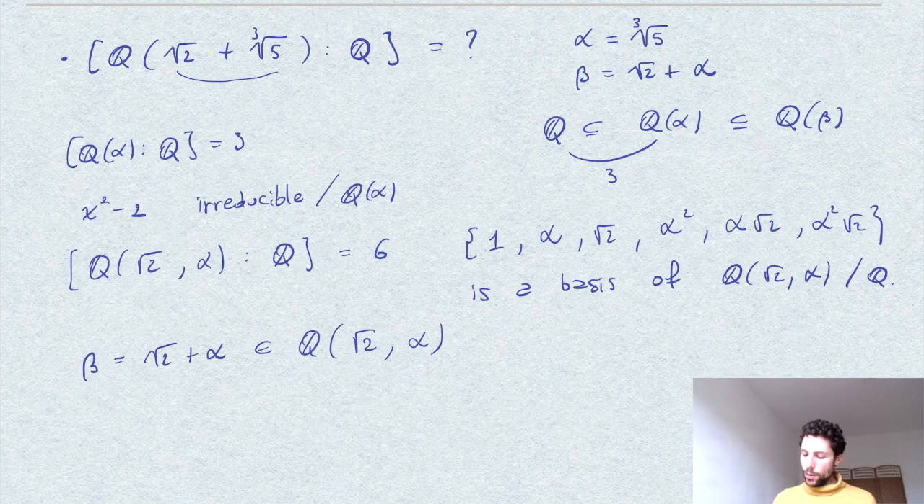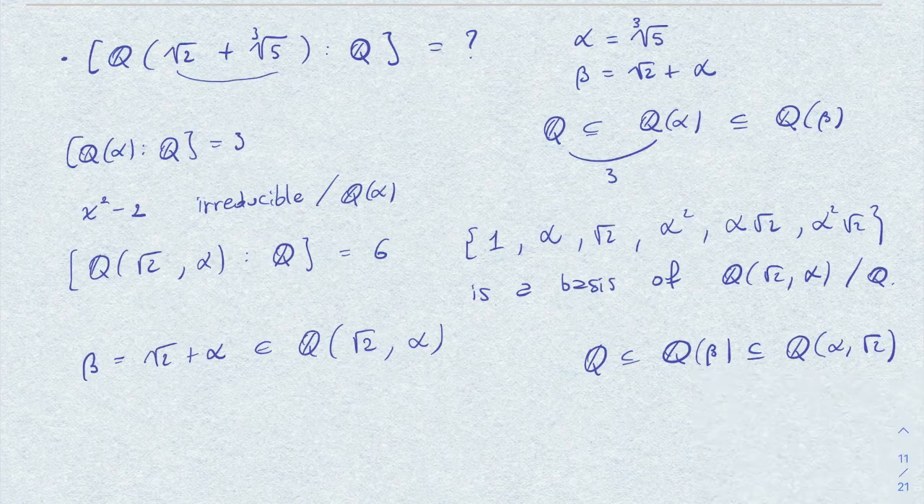So we have another tower situation, where we have Q of beta as an intermediate extension between Q and Q of alpha and square root of 2. And what we computed so far is the degree of this, which is 6. Therefore, what we see is that the degree of Q beta, which is our goal, what we want to compute, is a divisor of 6 and certainly not equal to 1. Therefore, it can be 2, 3, or 6.